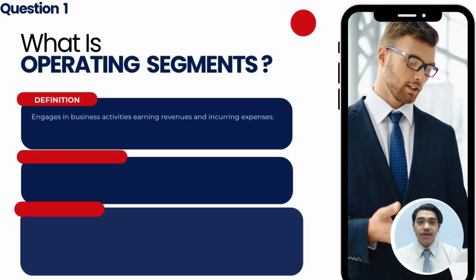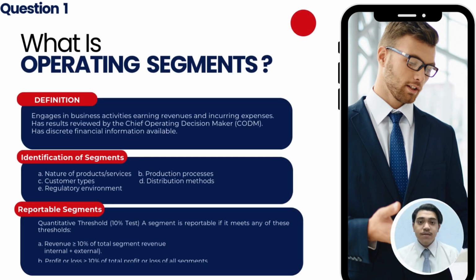Let's start with the definition. An operating segment is basically a component of an entity that engages in business activities which generate revenues and incur expenses. And importantly, the result of that component must be reviewed by the Chief Operating Decision Maker, also known as the CODM. And lastly, the segment must have discrete financial information available. Without separate financial data, it cannot be considered an operating segment.